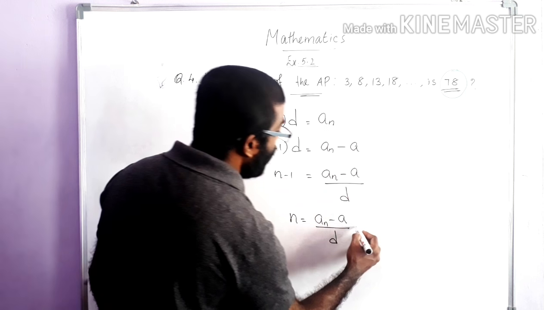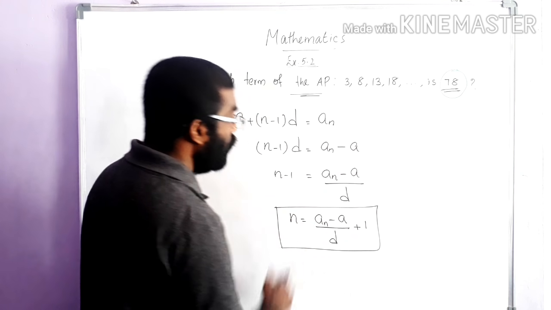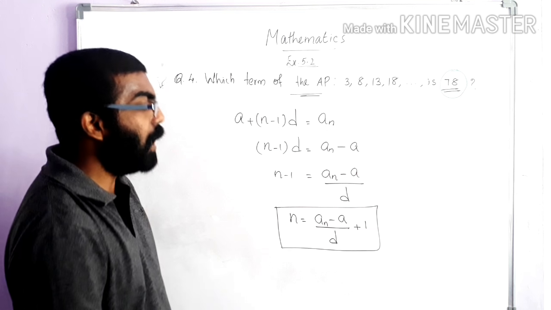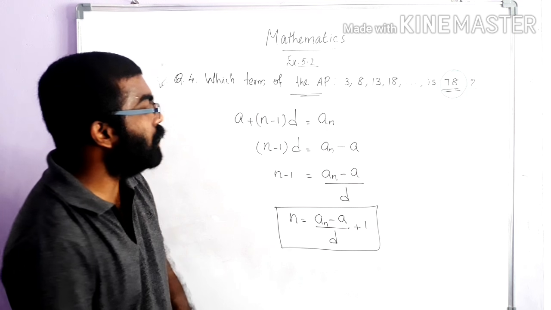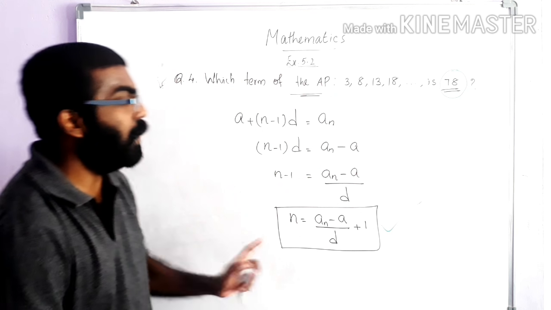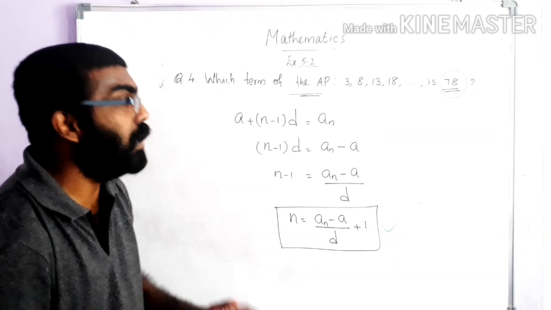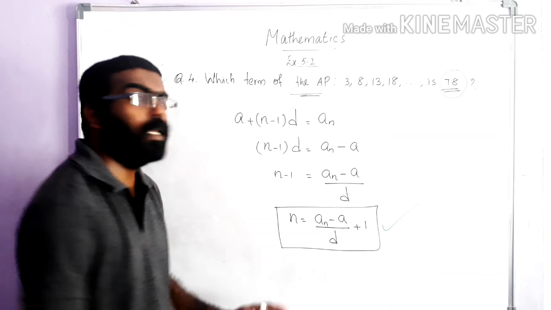This minus 1 comes to the right side, it becomes plus 1. So n is equal to an minus a by d plus 1. So this is a direct formula to find the value of n. That you have to learn by heart. If you know the formula, we can make our calculation faster. So let's see how it works.